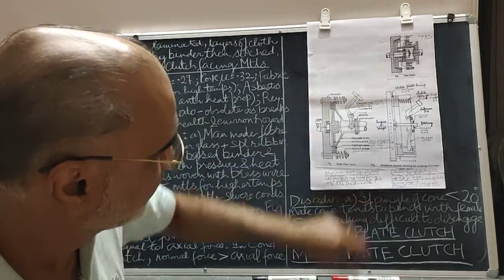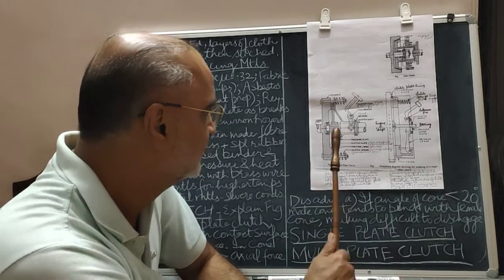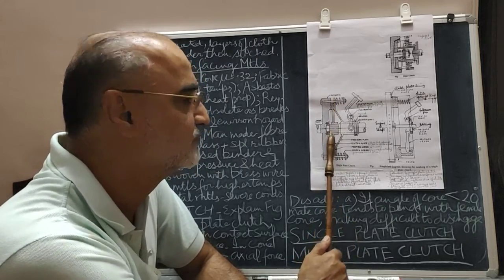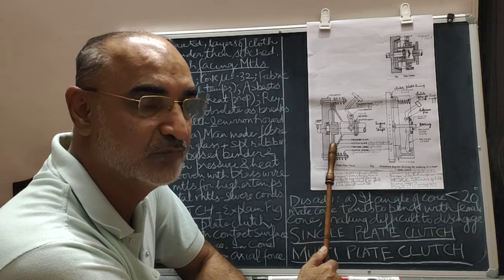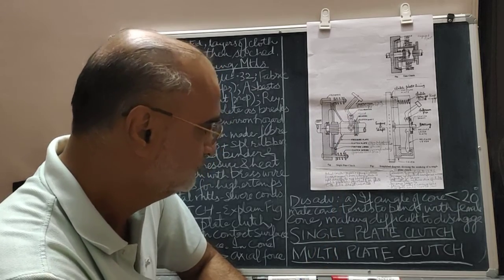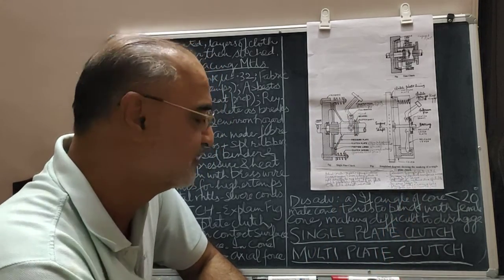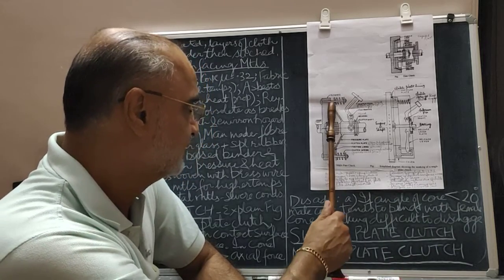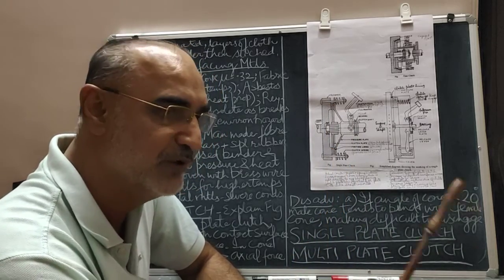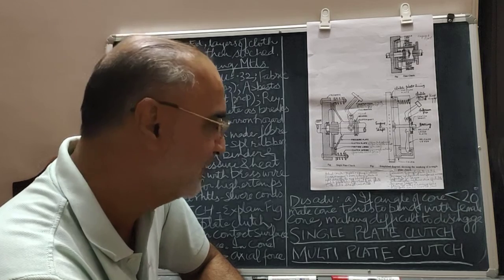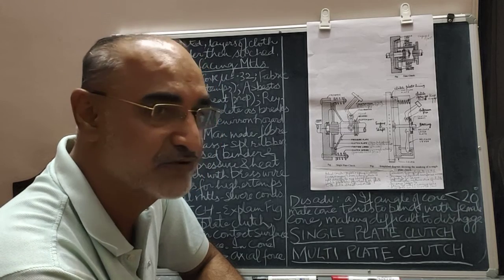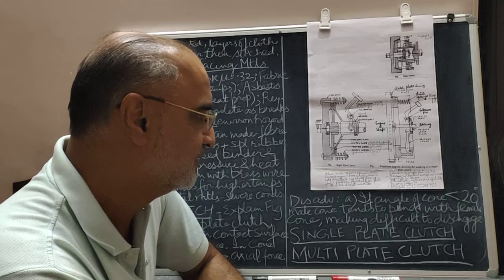The diagram of a multi-plate clutch is on the next page. Instead of a single plate, the only difference is there will be a number of clutch plates, in an even number of pairs, 4, 6, 8, 10, like that. It's an extension of the single plate clutch. Naturally, there will be an increase in the frictional surfaces. Here there are only 1, 2, 3, 4 on one clutch plate. This will be multiplied by the number of clutch plates. So, it will have a capacity for taking increased torque.